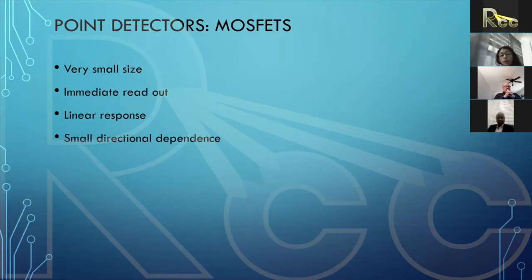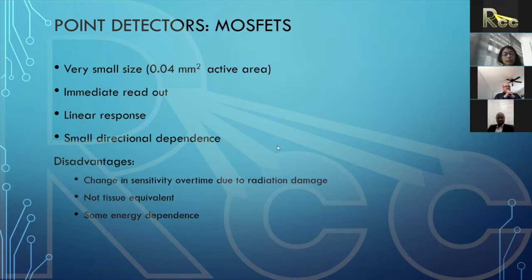Now you can use the MOSFETs. They are very small in size. You can have an immediate readout. They show a linear response, and they have a very small directional dependence. However, the disadvantage is that because they are diodes, they change in sensitivity over time because they get damaged due to the radiation. They are not tissue equivalent, and they show some energy dependence.